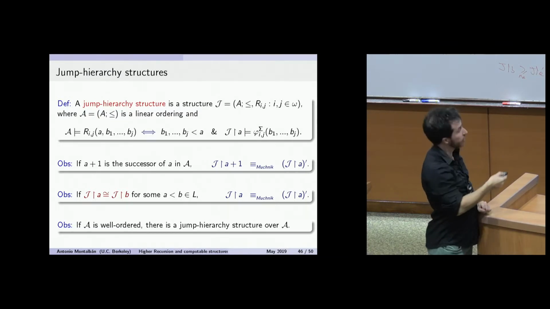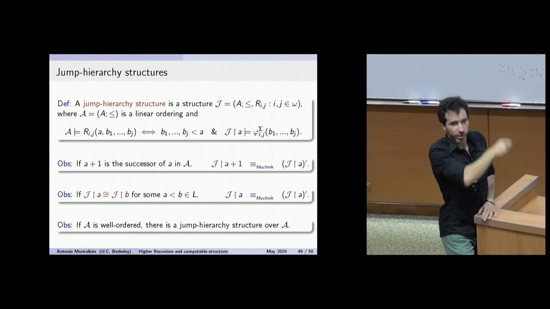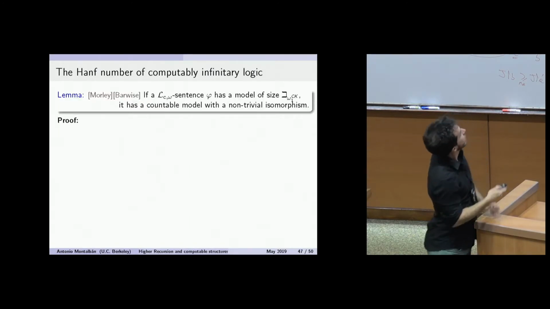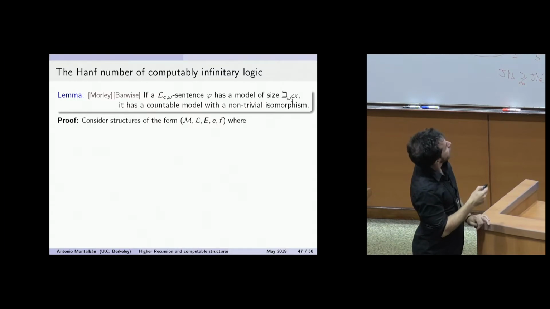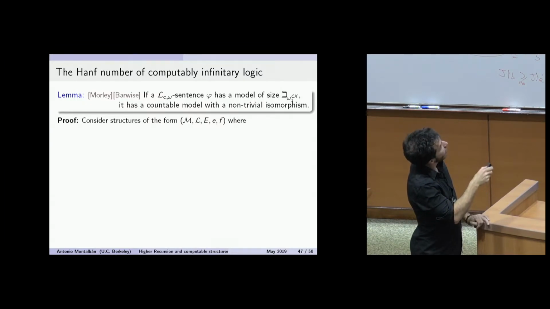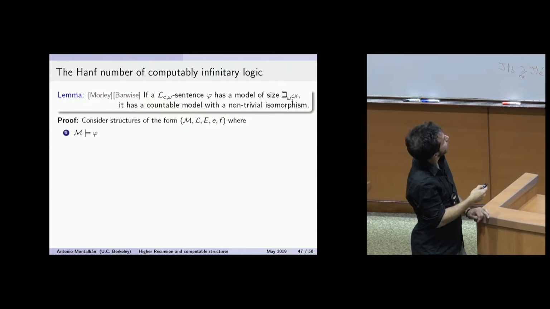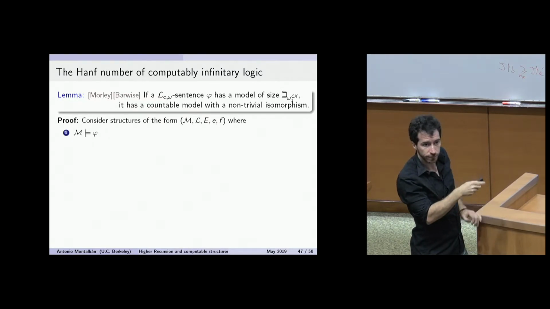All right? But you need to use that there are jump hierarchies up to Beth omega 1ck to get a countable one with an automorphism. Okay, so what is the proof of that theorem? This is in general, for any L omega 1 omega sentence. We're going to consider structures of this form. They have the following ingredients. M is a model of this sentence phi that we're talking about, the one that we want to build the models for.